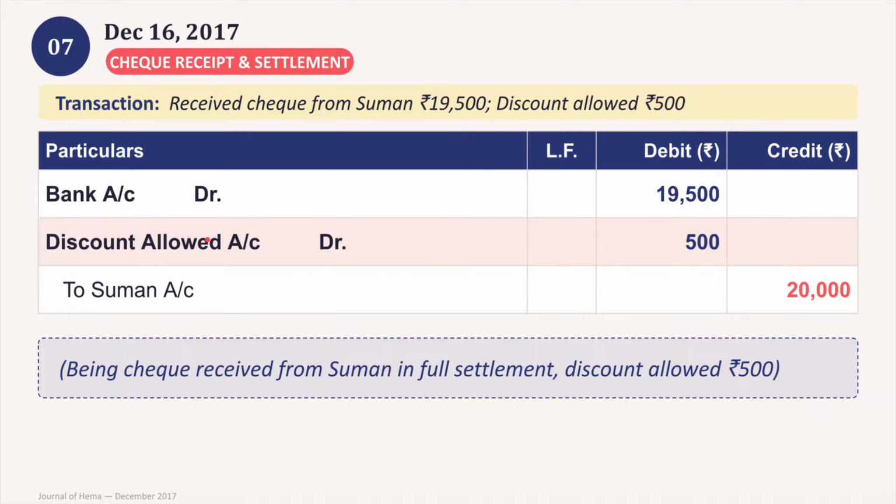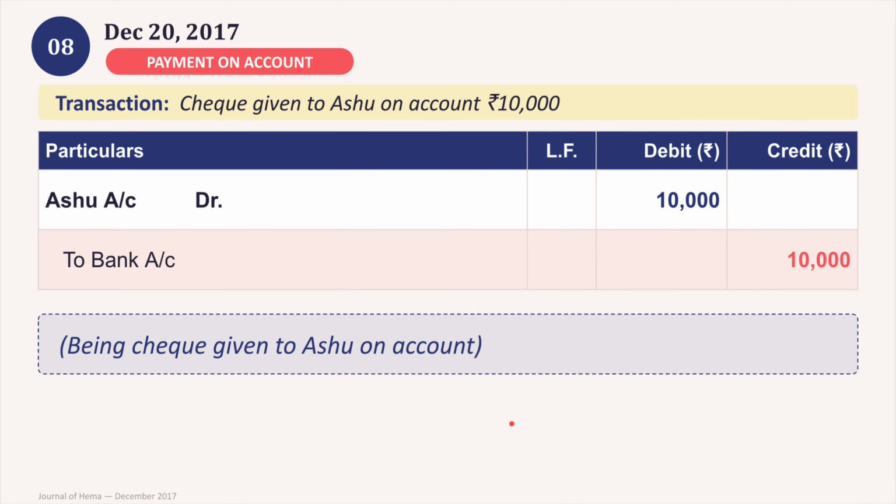Here discount allowed is an expense. We will again debit it. So bank account debtor, discount allowed account debtor to Suman account. We will credit it. Okay. So you can write the narration: check received from Suman in full settlement, discount allowed. Next, check given to Ashu on account 10,000.